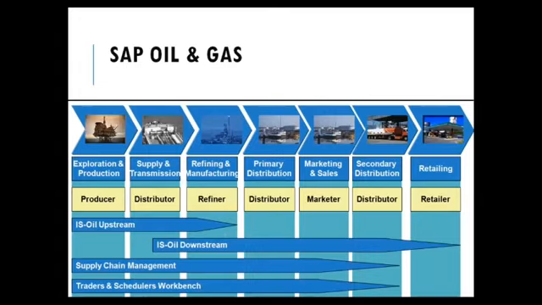As we understood in the previous slide, there are two divisions in the whole supply chain: upstream and downstream. In a functional sense, up to the refinery it is called upstream, and after the refinery it is called downstream. But IS oil downstream has also encroached into the upstream, because of transportation and distribution.